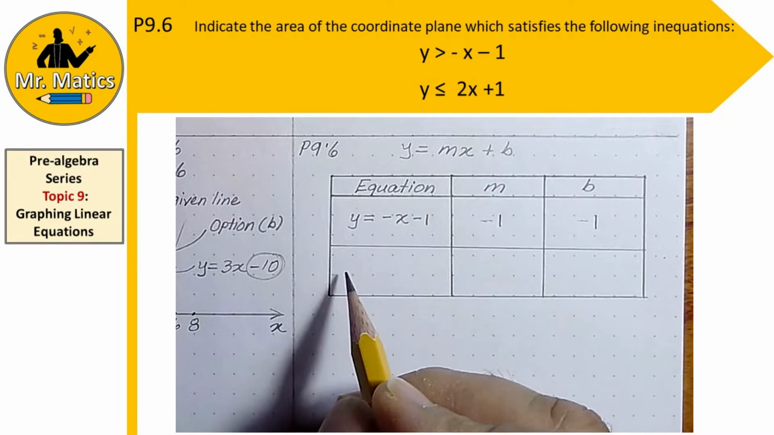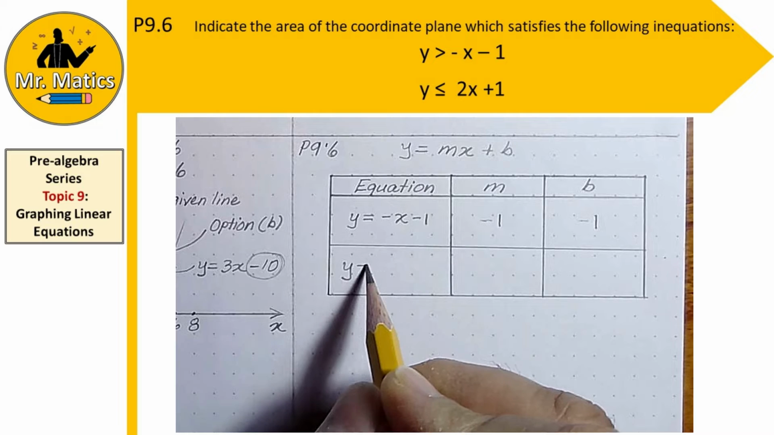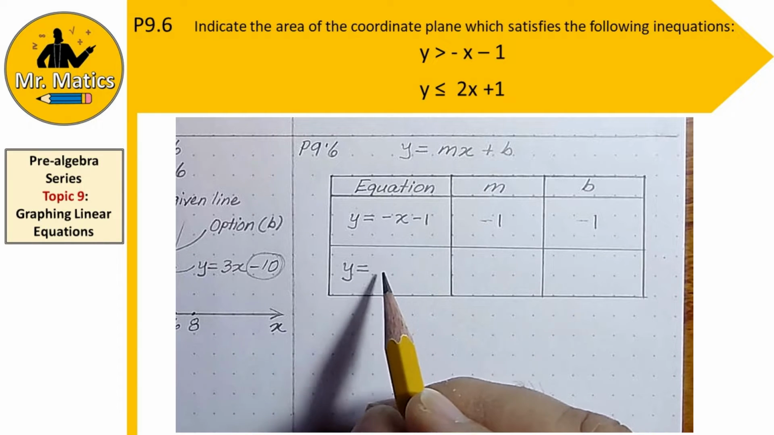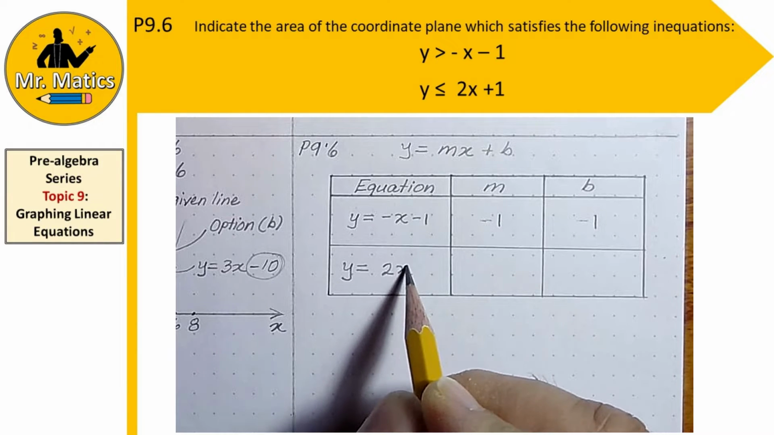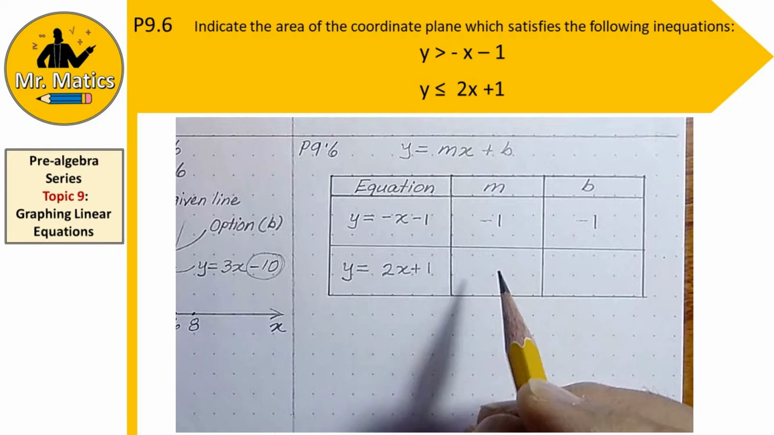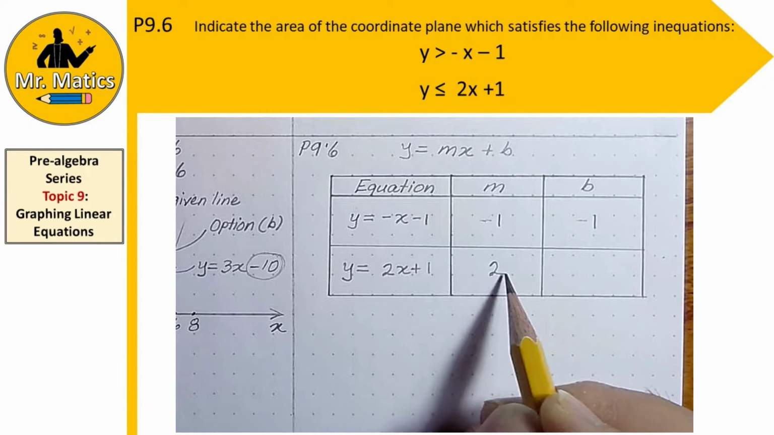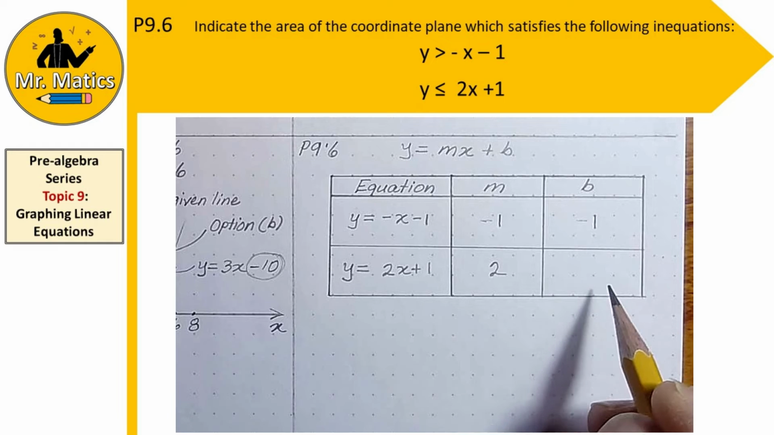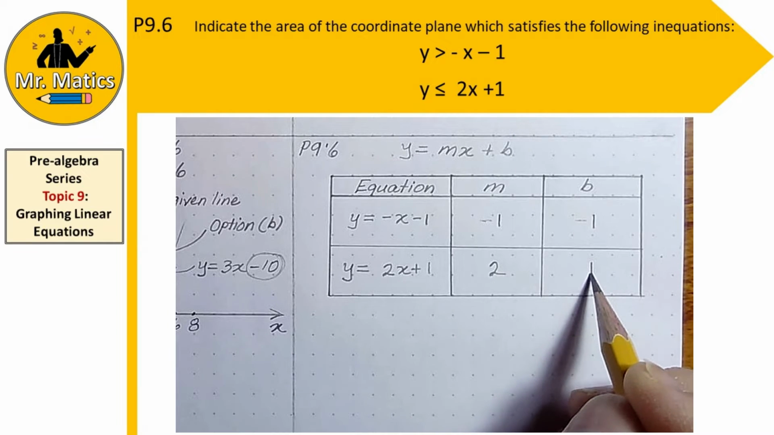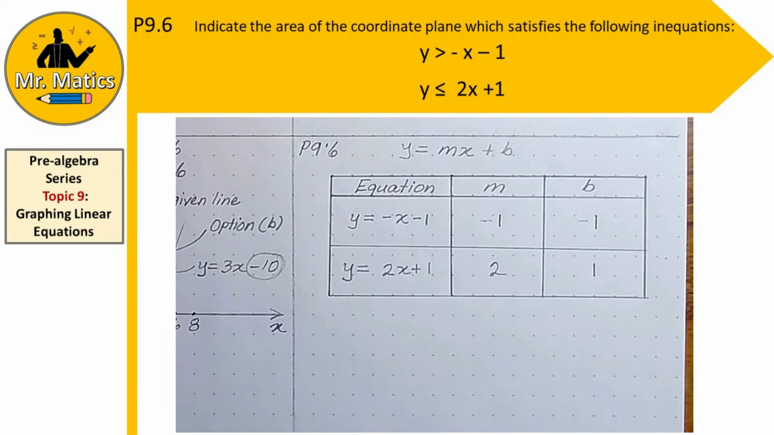In the next one, we have y equals 2x plus 1. Here m is positive 2 and b is positive 1. Okay, let's see if we can quickly draw these equations on the coordinate axis.